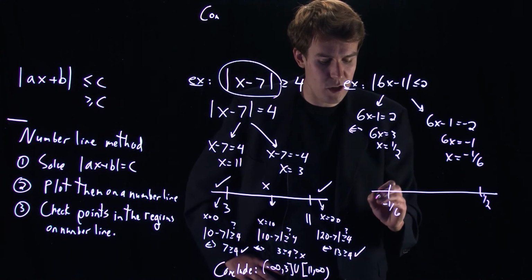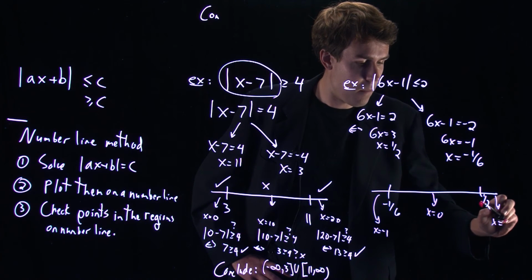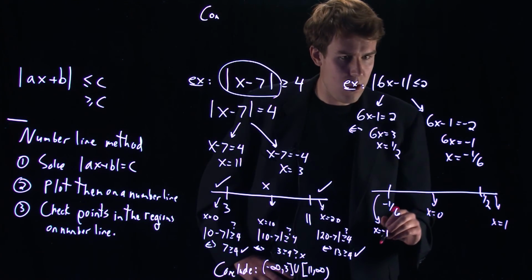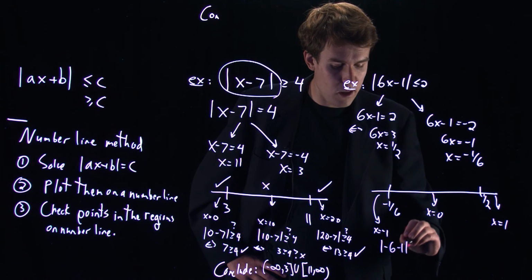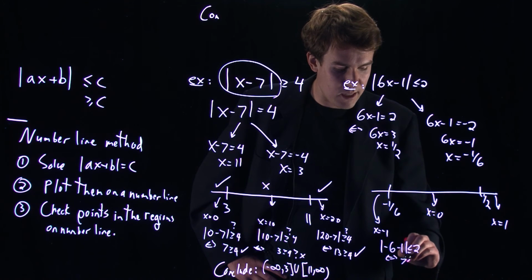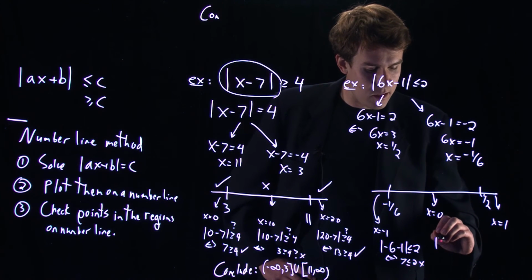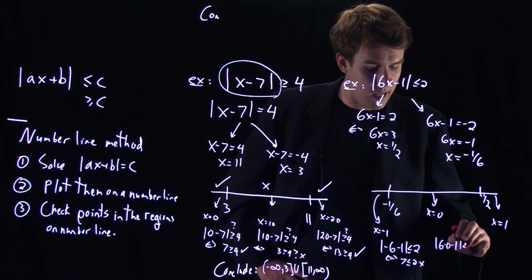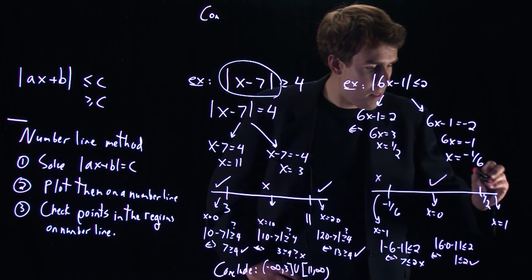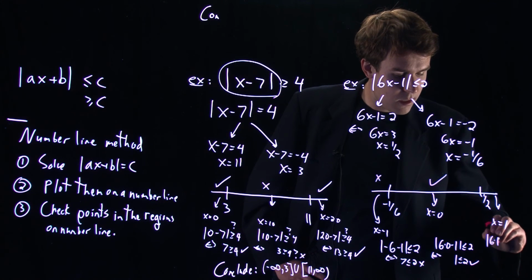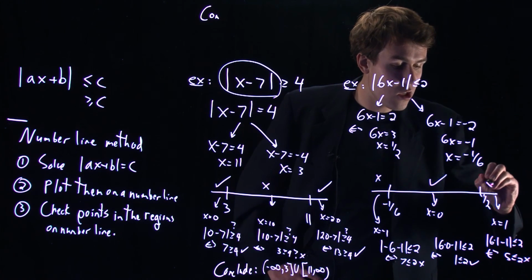Again, I'll check points from each region. Let's take x equals minus 1 here, x equals 0 here, and x equals 1 here. We'll plug into the inequality and see if it holds or not. For x equals minus 1, I have to check: is absolute value of minus 6 minus 1 less than or equal to 2? That's the same as saying is 7 less than or equal to 2, and the answer is no. For 0, does it work? Is absolute value of 6 times 0 minus 1 less than or equal to 2? That's only if 1 is less than or equal to 2, and it is. So everything in here works. Then I take x equals 1. Is absolute value of 6 times 1 minus 1 less than or equal to 2? That's if and only if 5 is less than or equal to 2, which it's not. So nothing in here works.